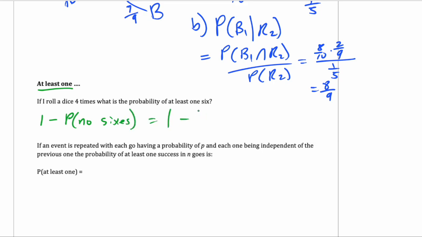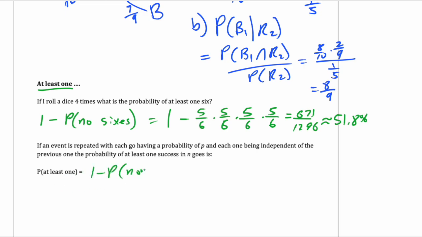So each time you roll, the probability of not getting a 6 is 5/6. So the probability of not getting a 6 four times is this. Okay, and if you type that into your calculator, you get 671 over 1296, or if you want to see it as a percent, it's 51.8%. So the probability of at least one is 1 minus the probability of none.